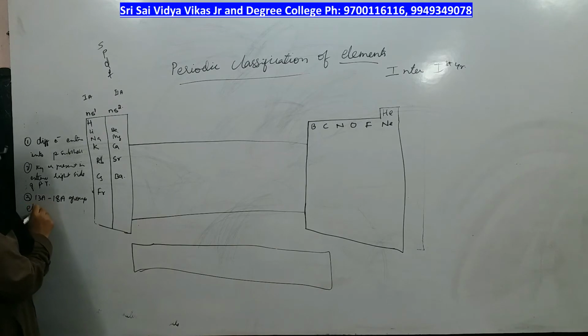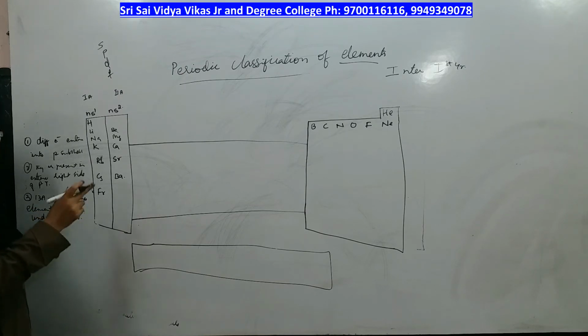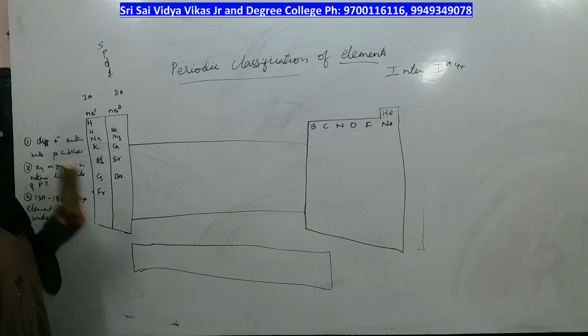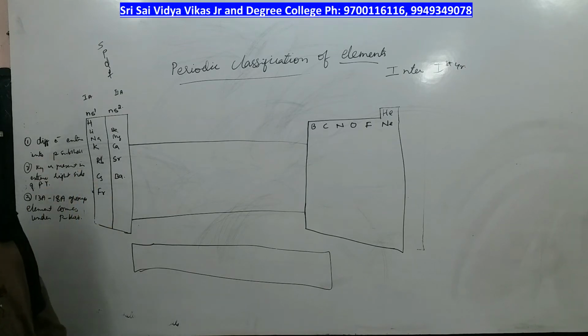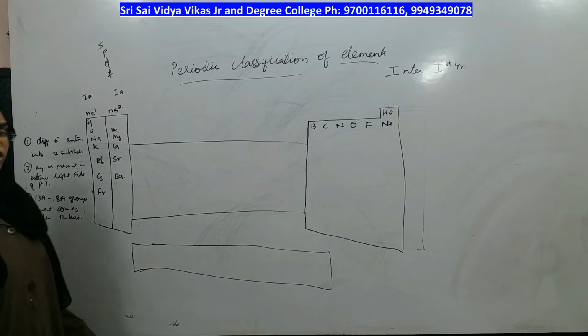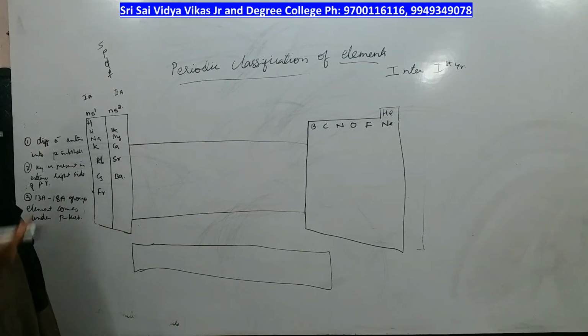Group elements come under p block elements. Who comes under p block? The 13th to 18th A group elements come under p block, right. Next point is what is the nature of those elements? Are they electropositive, or are they electronegative?